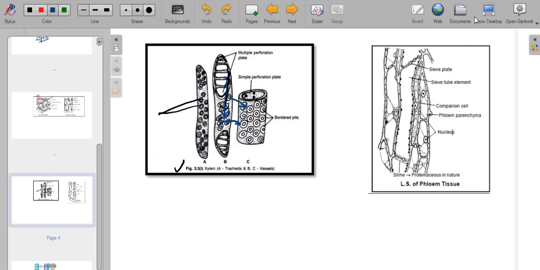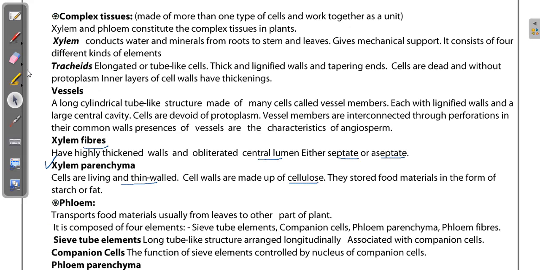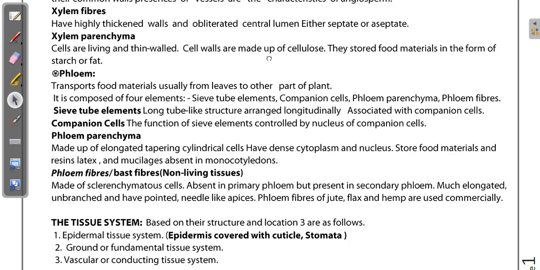The next tissue we're going to learn about is the phloem. Phloem is a tissue that is purely dedicated to allowing passage in both directions. The main function of this is to transport the organic materials or food materials all over the plant. It is composed of four different elements: the sieve tube elements, the companion cells, the phloem parenchyma, and then the phloem fibers.